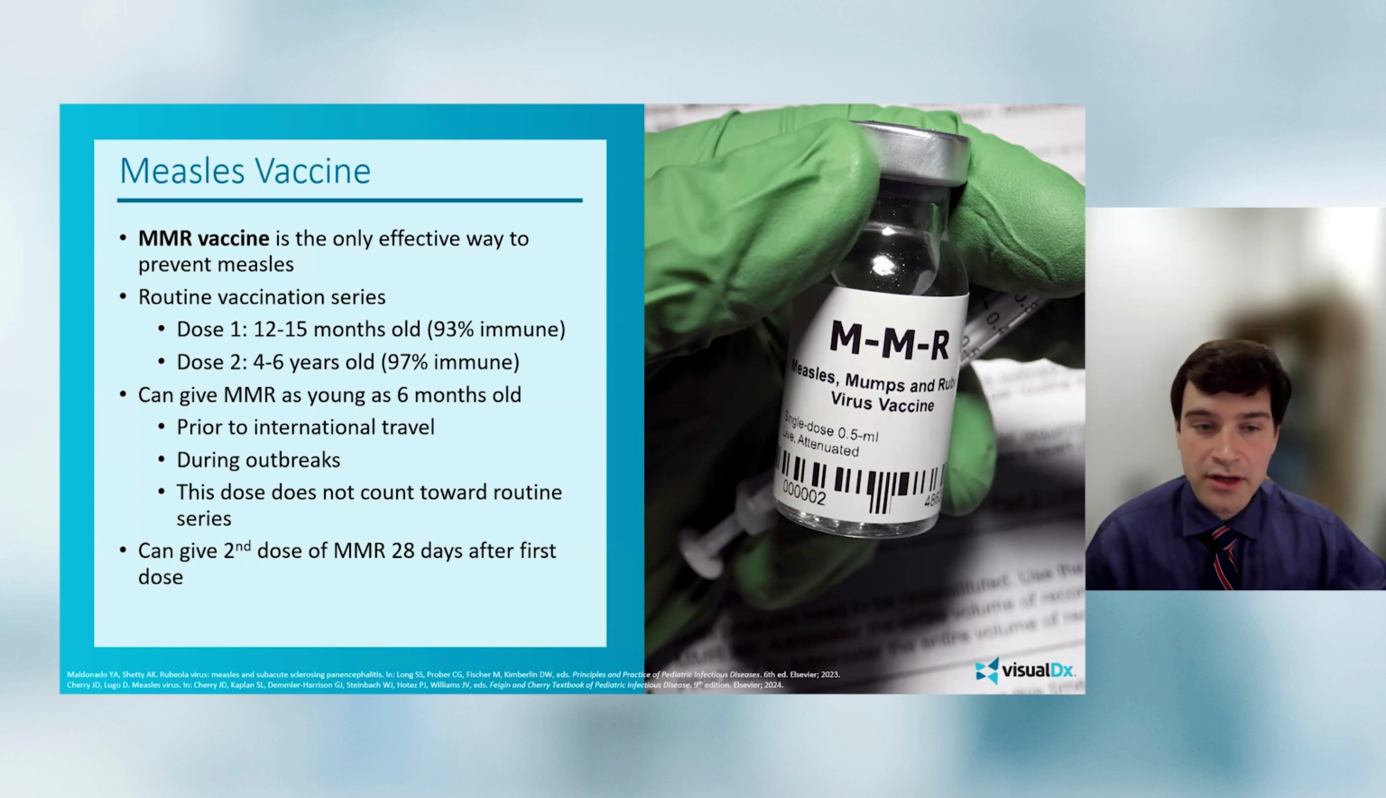MMR vaccine is safe to give as young as 6 months old. It's just not as effective, because maternal antibodies to measles are often present in children of that age, and that would inactivate the live virus in the vaccine and prevent the immune response from happening, which is why we don't routinely recommend vaccine until 12 months of age. But you can give the vaccine down to 6 months in certain high-risk patients to give them whatever additional protection you can. That includes prior to international travel and during outbreaks. But notably, this dose would not count towards the routine series, and that child would still need 2 doses of MMR vaccine. And the second dose of MMR can be given as early as 28 days after the first dose.